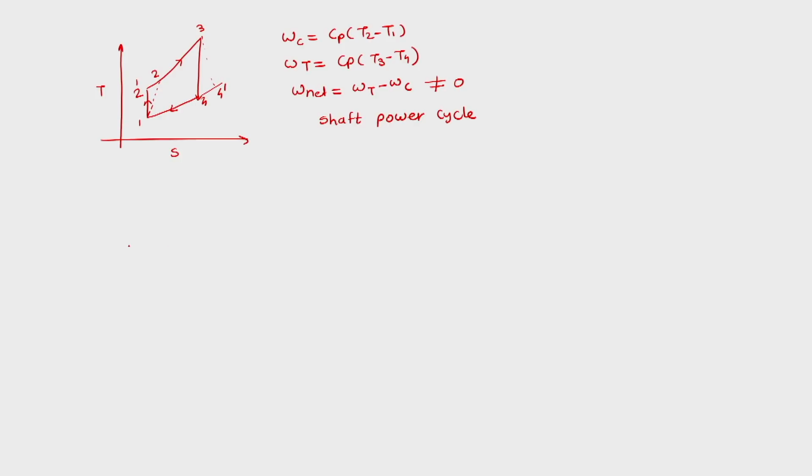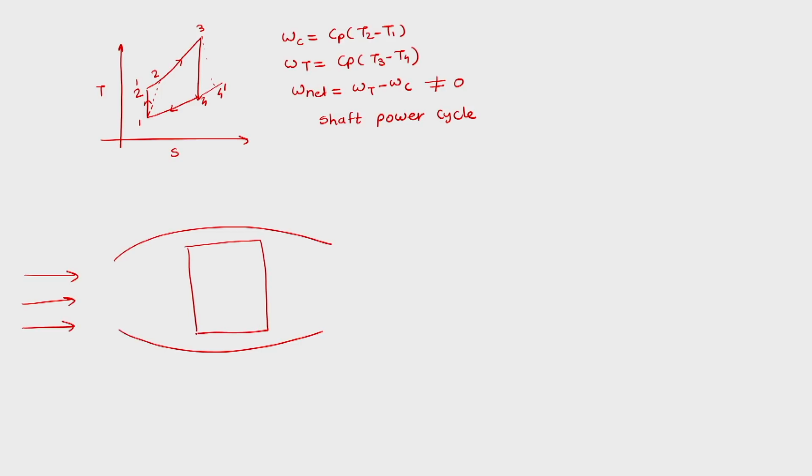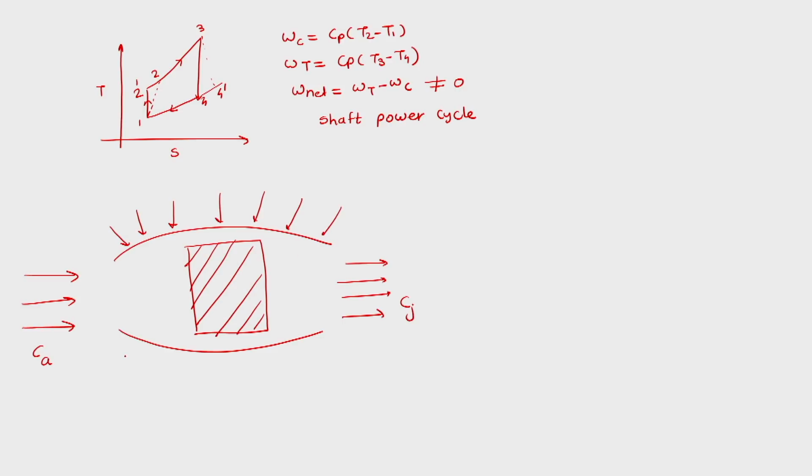So in that case, suppose we have a gas turbine power plant inside a control volume. This is the gas turbine power plant, in which air is coming in with velocity Ca and leaving with velocity Cj. Then there is pressure acting on the surface of the gas turbine, which is atmospheric pressure.